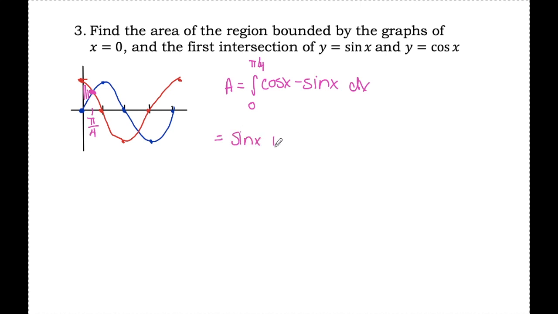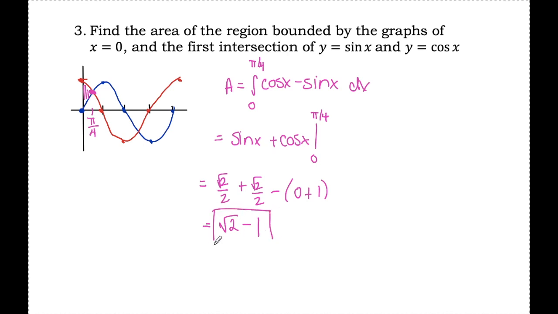Again, this is nice and easy to integrate by hand. I have sine x plus cos x evaluated from 0 to pi over 4. Sine of pi over 4 is rad 2 over 2. Cosine of pi over 4 is also rad 2 over 2. Minus sine of 0 is 0. And cosine of 0 is 1. So this is going to be 2 rad 2 over 2, or just rad 2 minus 1. There's that area. Not so bad again. All right, let's look at one last example.